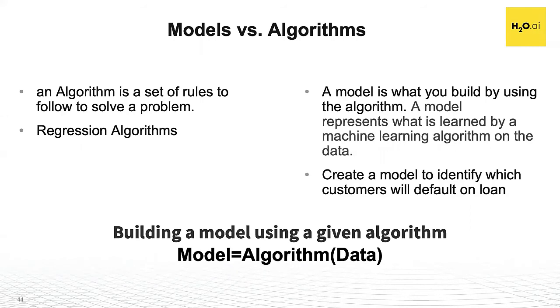So if you were to put it into a formula, it would be something like this: building a model using a given algorithm. So next time, whenever you say it, say it like this: you need to build a model by using a certain algorithm. And so a model is an algorithm when you feed data to that algorithm.